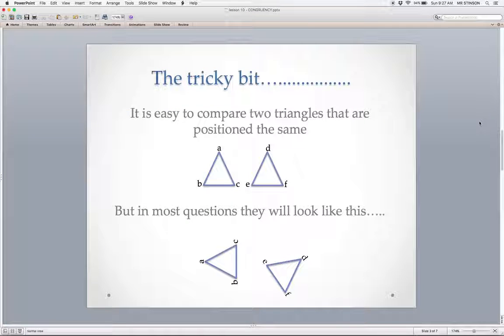But here's the tricky bit. It's pretty easy to compare two triangles that are positioned the same. And you can see I've got two below, triangle ABC and triangle DEF. And they're positioned the same, and therefore you could look at them and think, yep, they could possibly be exactly the same. But in most questions, the triangles are moved, if not repositioned, to make it a bit confusing. And they look like this. You can see triangle ABC and triangle DEF here.